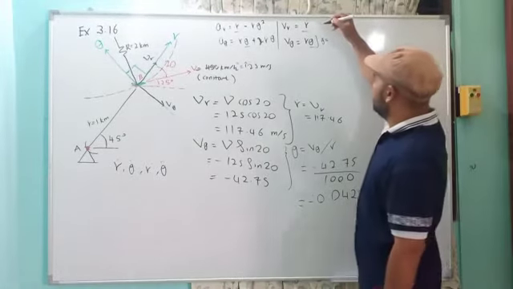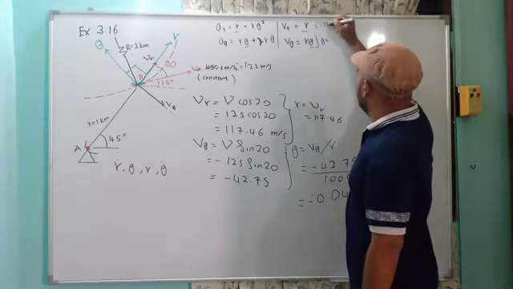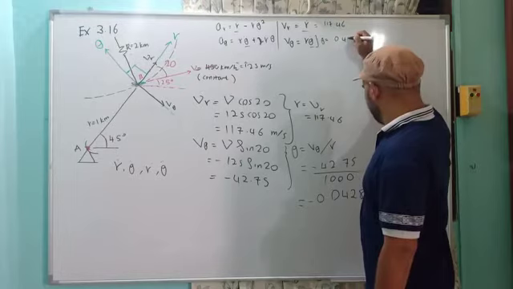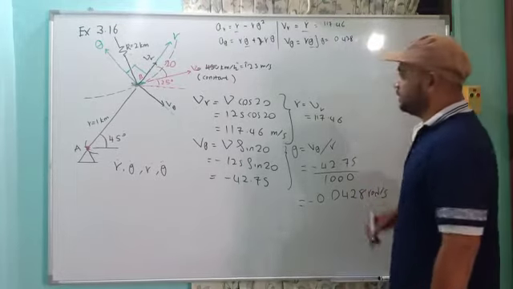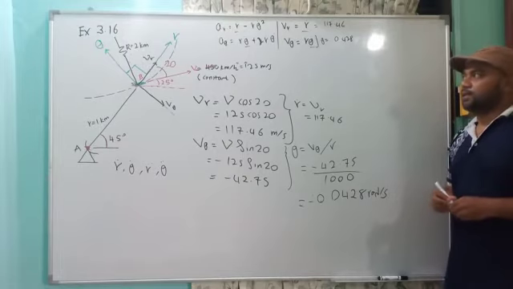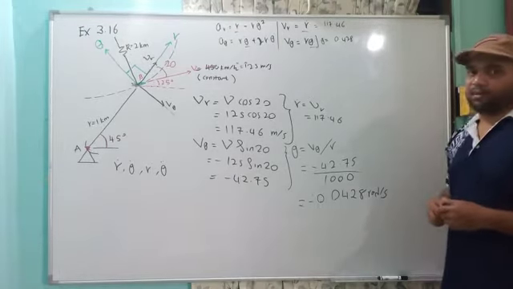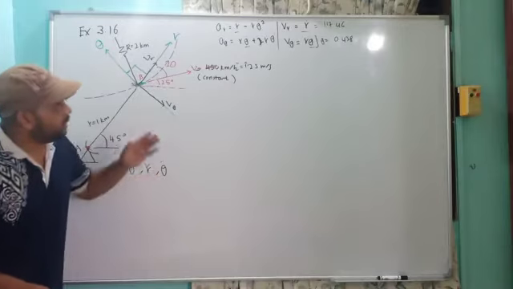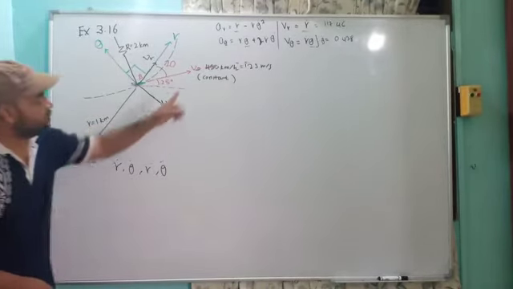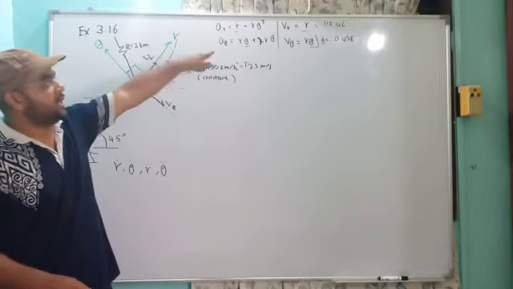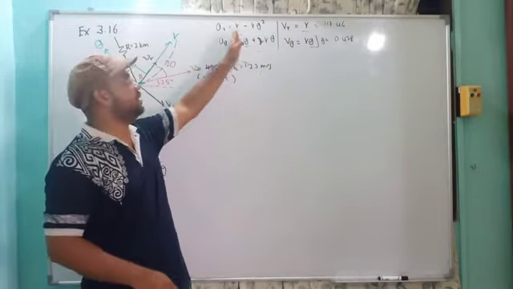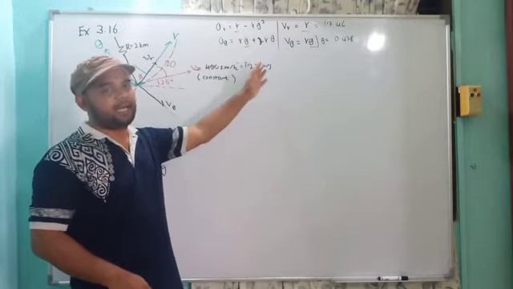I will write here somewhere R dot 117.46, theta dot equal to negative 0.0428 radian per second, because we will use them later in R theta dot. Okay, R dot and theta dot. Now we have the value of R dot and theta dot. We need to calculate AR and A theta first, after that we can use this equation to find R double dot and theta double dot.